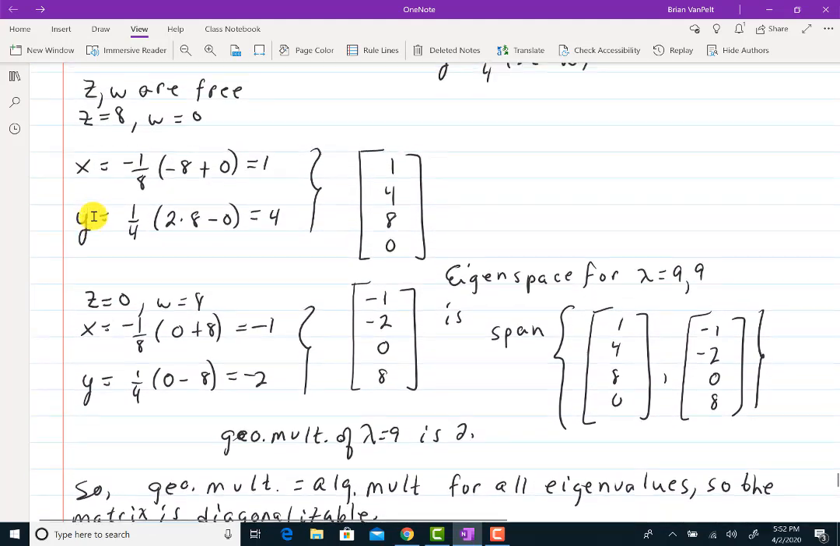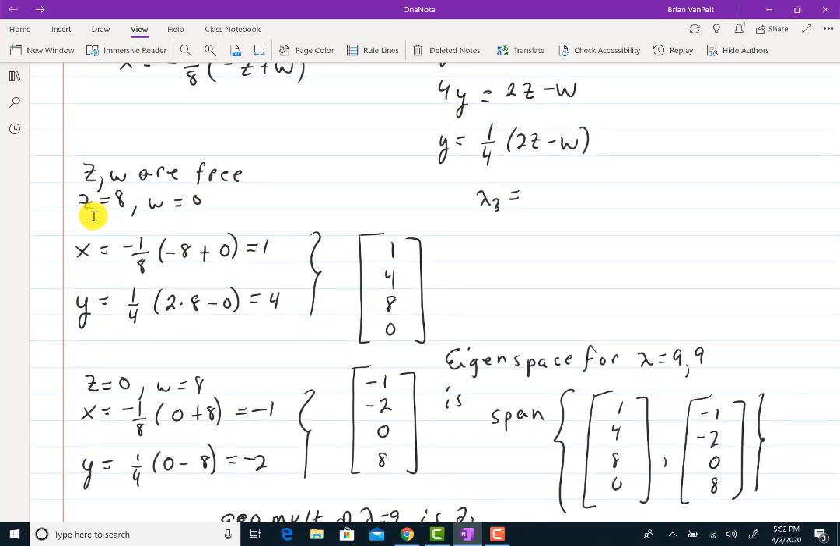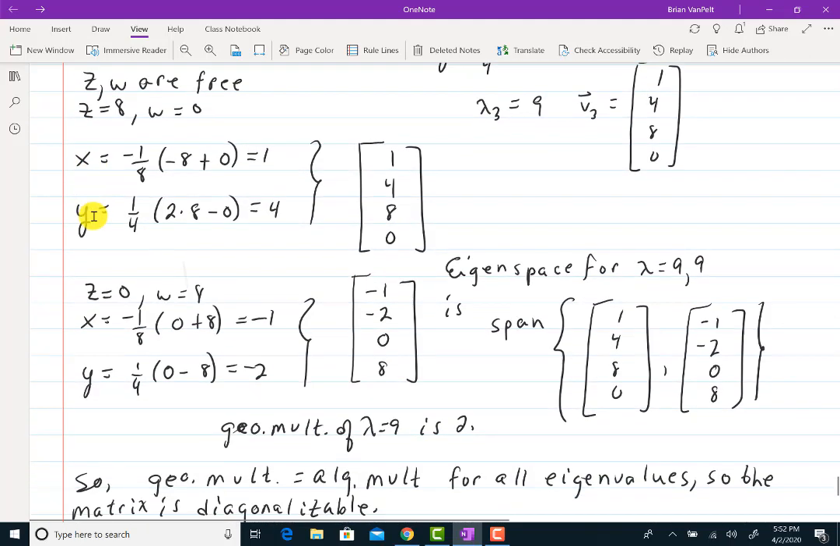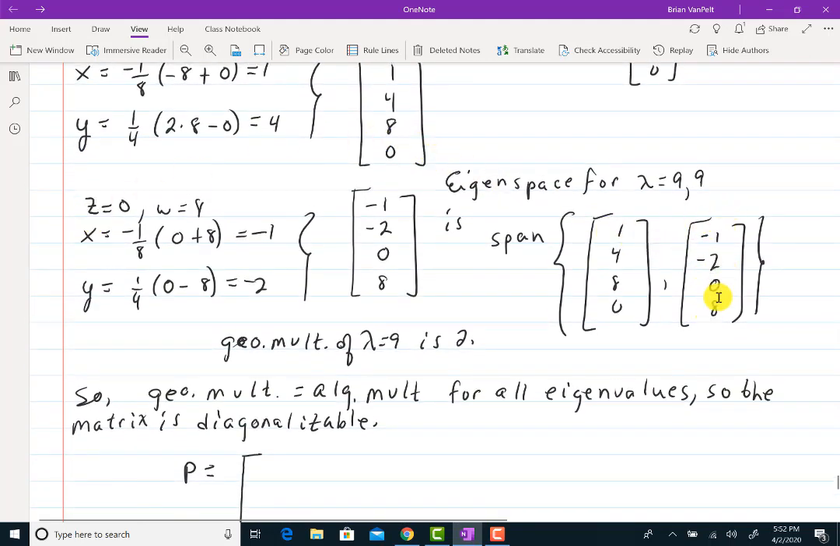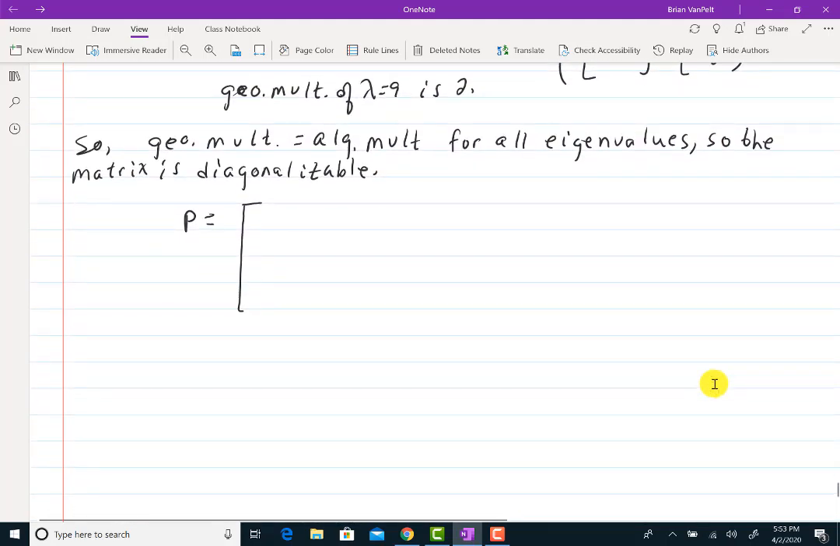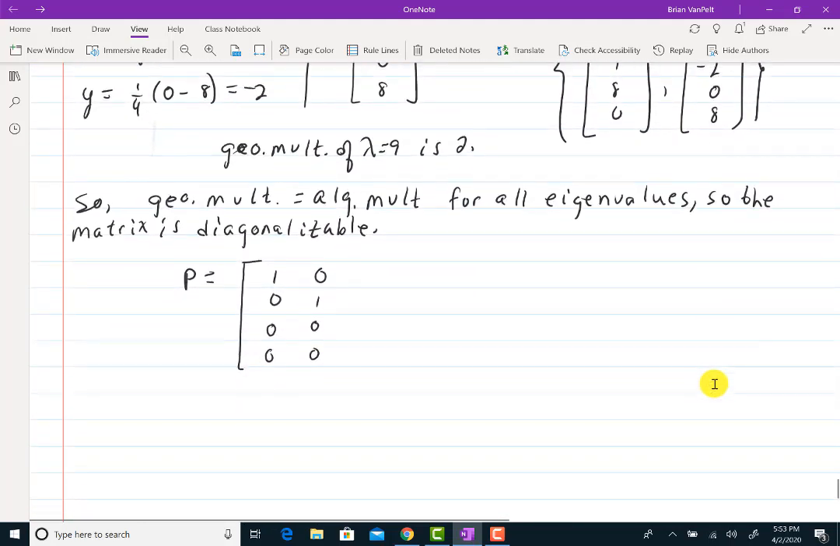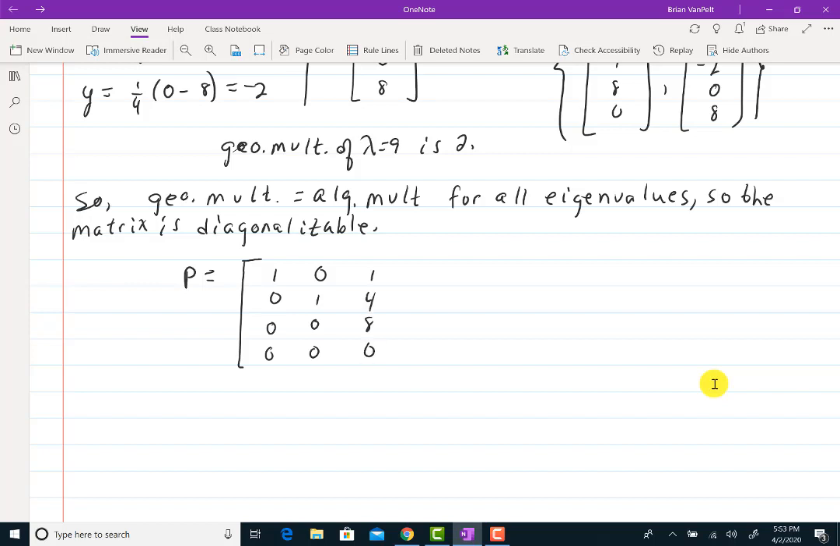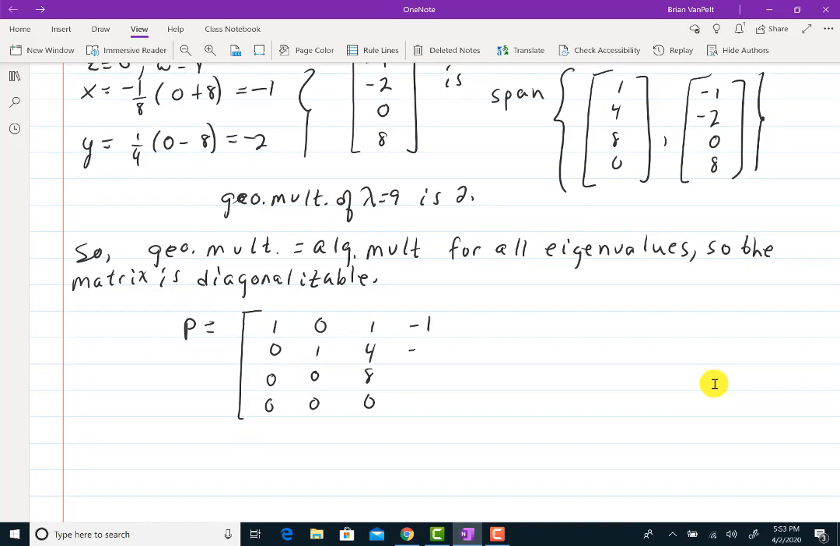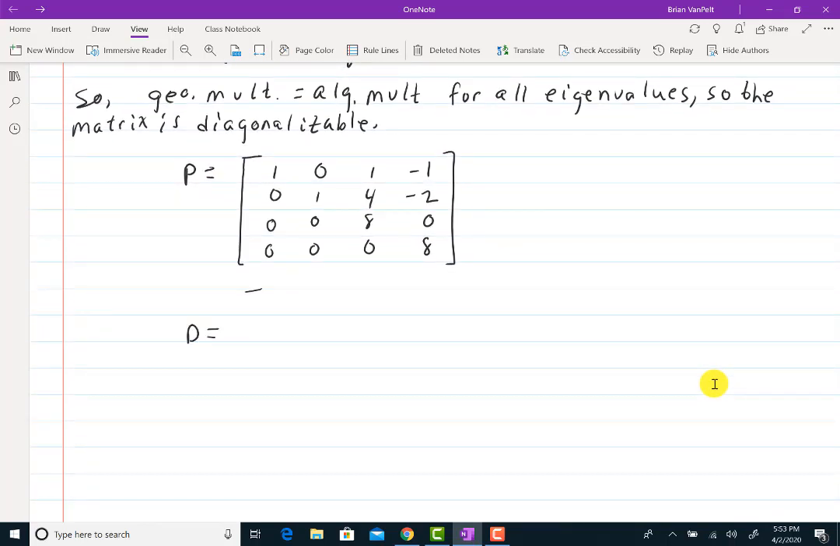Now, what I'm going to do is let lambda 3 equal one of the 9s, and then V3 will be 1, 4, 8, 0. And lambda 4 will be the other 9, with V4 the second vector. So let's get these vectors in order. My first vector was 1, 0, 0, 0. My second was 0, 1, 0, 0. My third one is 1, 4, 8, 0. And my fourth one is negative 1, negative 2, 0, 8. Pretty easy to see that that matrix is invertible, isn't it? My diagonal matrix will be a 4 by 4 as well, with the lambdas listed on the diagonal.